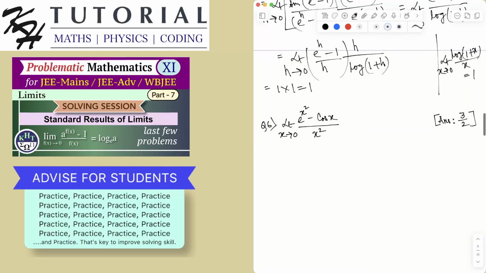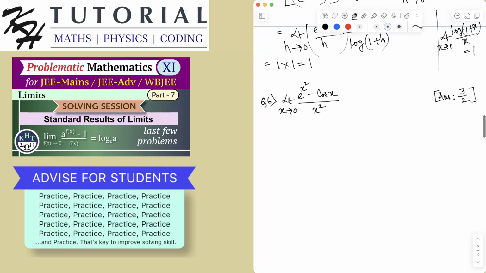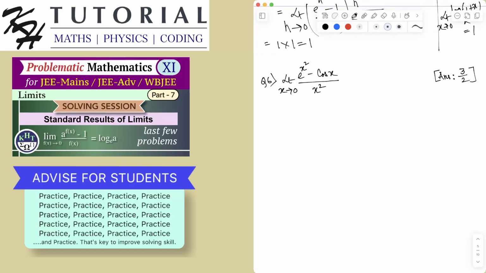Let's see if we can do this: limit of e to the power x square minus cos x divided by x square, x tending to 0. Now possibly you can easily solve it using L'Hopital's rule, but I am trying to see whether I can apply the standard result, that a to the power alpha x minus 1 divided by fx, when fx tends to 0, is log a. What can I do?